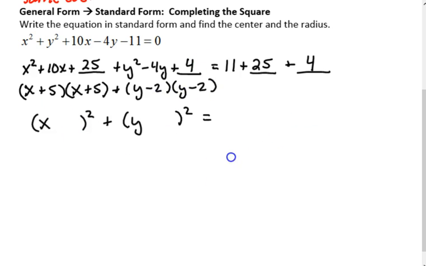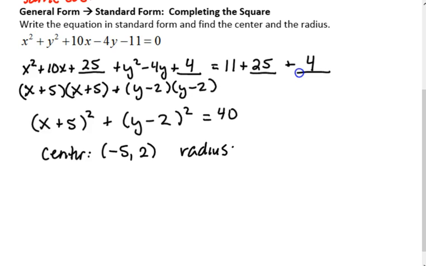So this then becomes x plus 5 squared plus y minus 2 squared equals 11 plus 25 plus 4. Well, 11 plus 25 is 36, and 36 plus 4 is 40. Okay, so I have a circle now that has a center at negative 5, positive 2, and its radius is equal to the square root of 40, which is somewhere in between 6 and 7, so 6 point something, so you could figure that out to graph.